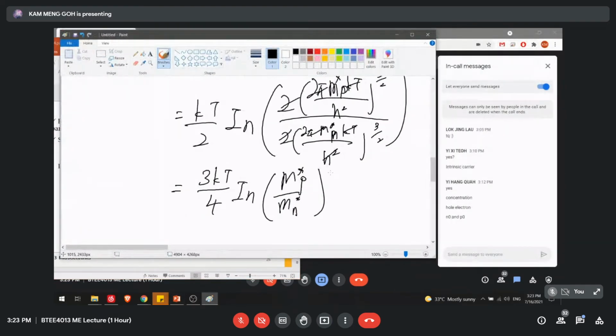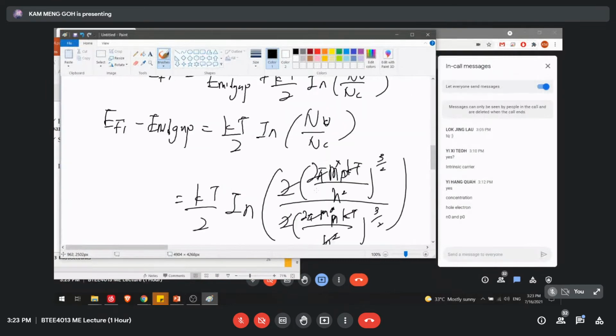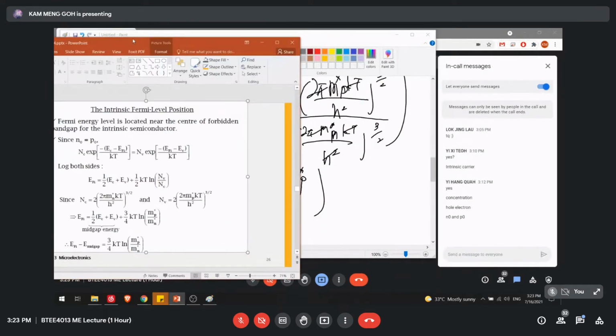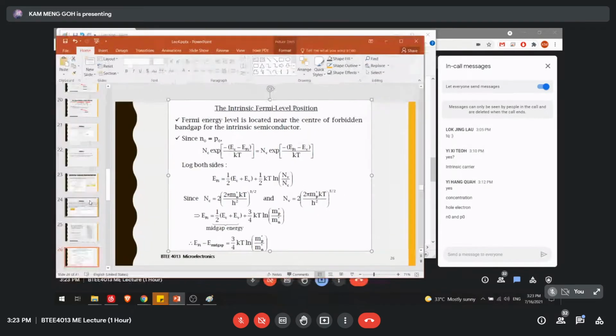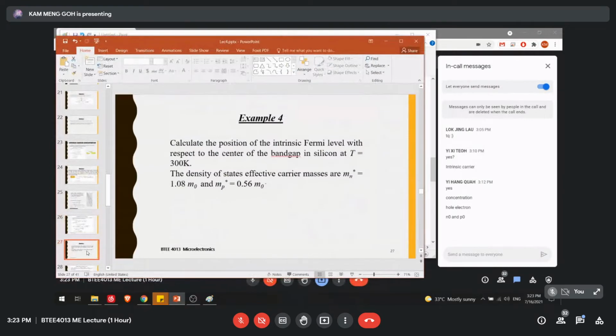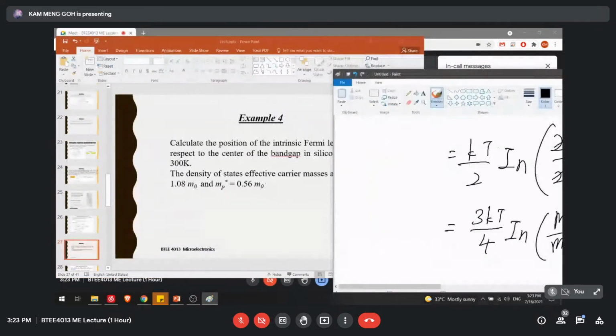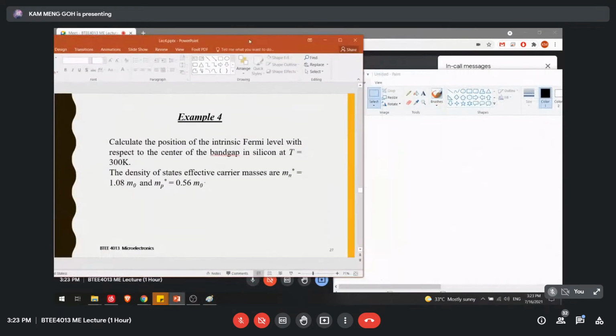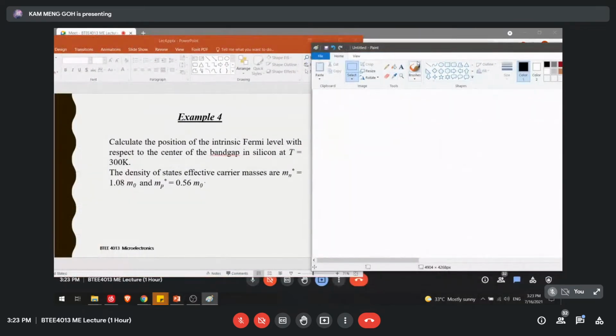Any question for this derivation? One thing good for you is you don't have to remember how to derive it, but you need to know how to use it. For us to know how to use it, normally we will be given some situation like this. Okay, let me delete all this. So for example, calculate the position of the intrinsic Fermi energy, EFI, with respect to the band gap, E mid gap.